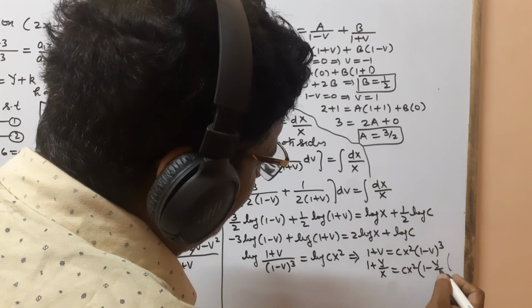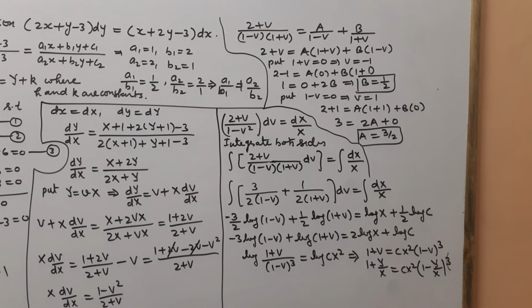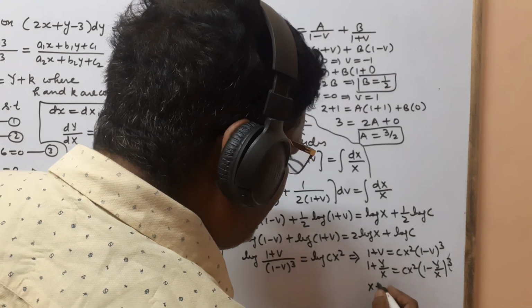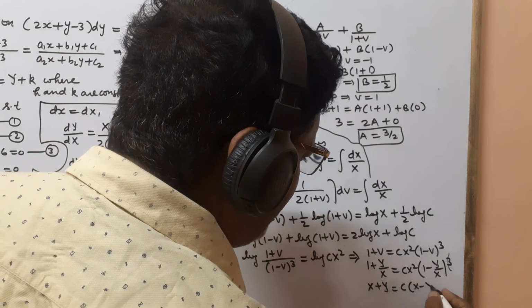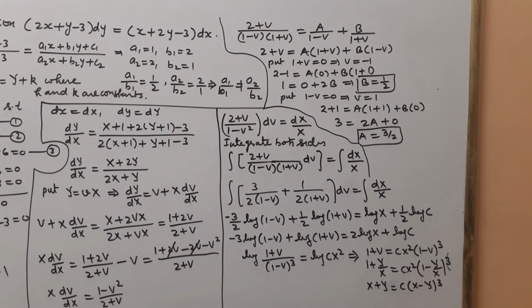Now we put the value of v, that is capital Y upon capital X, so it is cx² times (1 − capital Y upon capital X) whole cube. Now we solve the left hand side and right hand side taking LCM capital X, so we get X + Y is equal to c times (X − Y) whole cube.